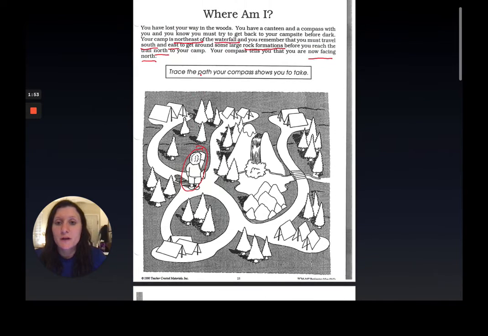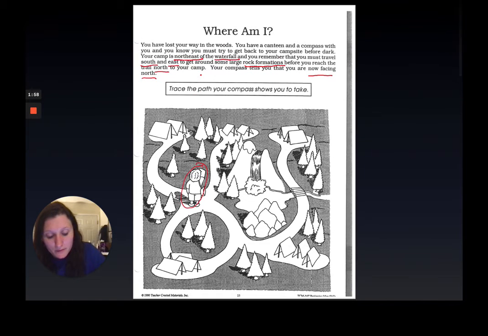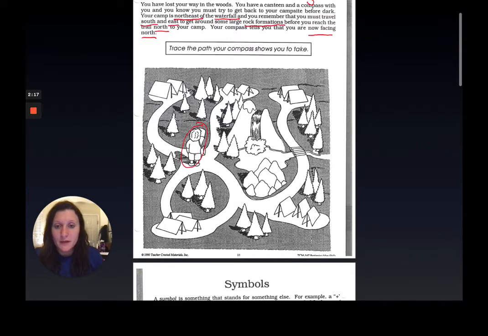So our first direction said your camp is northeast. So let's remember north is up, east is to our right, south is down, and west is to our left. So our camp is northeast. So remember northeast is in between north and east. So we know that we have to either take this route or we might be going down this way. But remember it says northeast of the waterfall. So we see the waterfall is here, which is in between north and east.